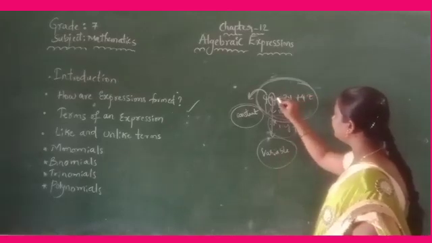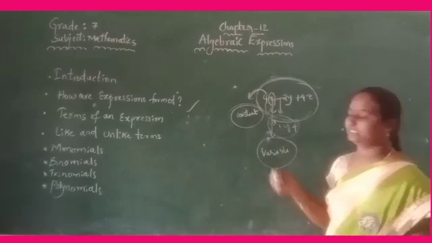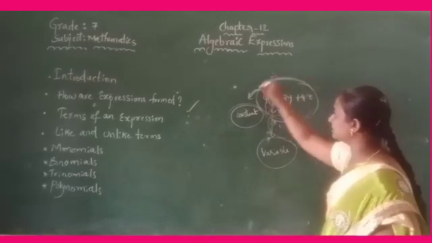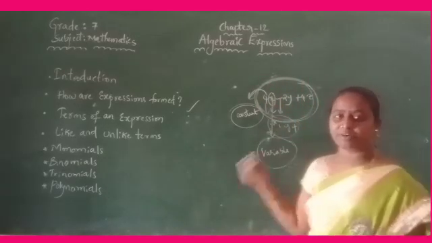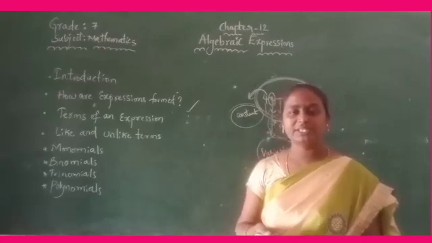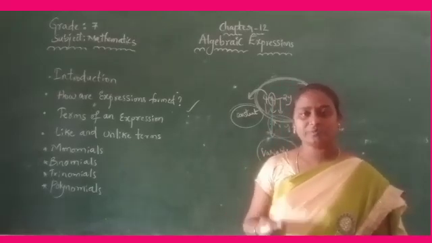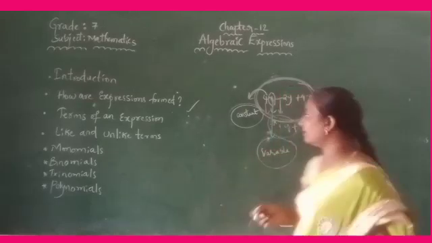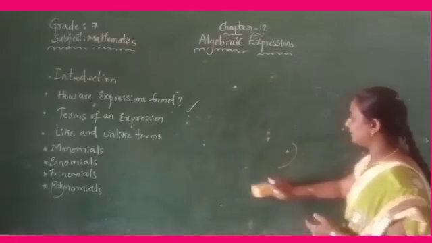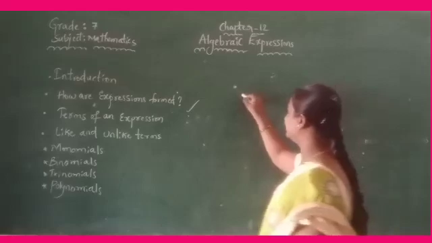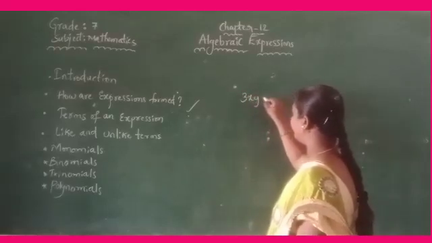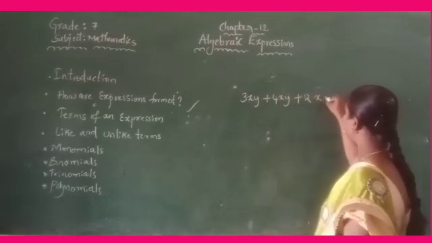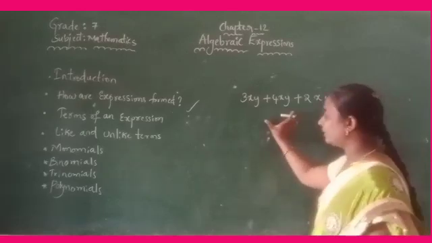And see, these are the arithmetic operations. Plus, minus, into, division we can use in an algebraic expression. Like this, algebraic expressions are formed. So what is an algebraic expression? The combination of constants, variables and arithmetic operations is called an algebraic expression. Suppose see 3xy plus 4xy and 2xy. Observe, it is an algebraic expression.